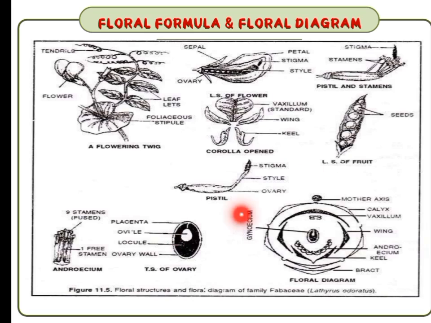Look here, the flower is in the upward condition, so the mother axis should be in the posterior position of the floral diagram. Then you can see the sepals, petals, gynoecium and everything.